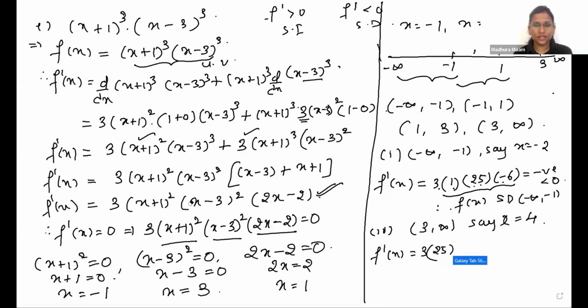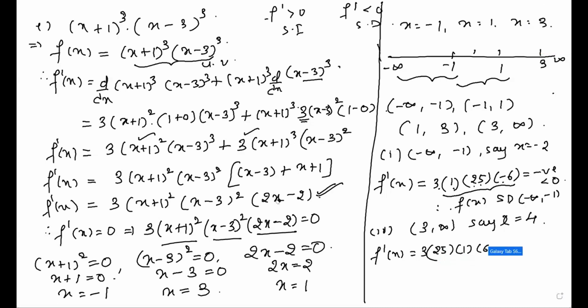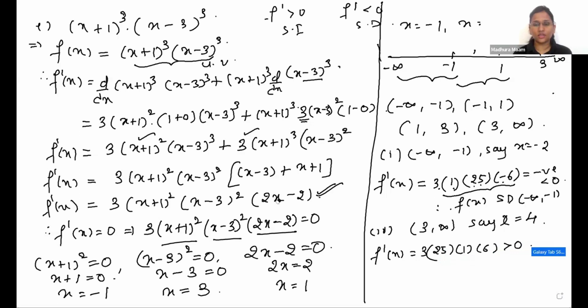Again here it is 4. 4 minus 1 is 3. Sorry, 4 minus 3 is 1. 1 square is 1. Again here you have taken 4. 4 into 2 is 8. 8 minus 2 is 6. Tell me, is this greater than 0 or not?